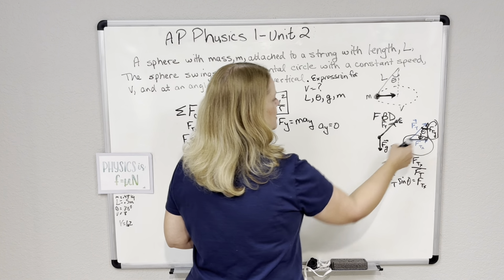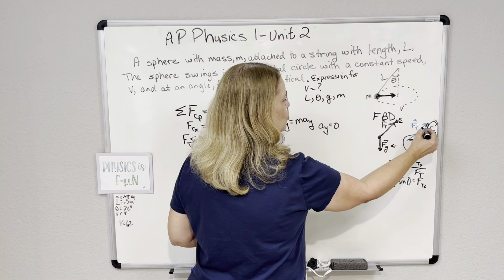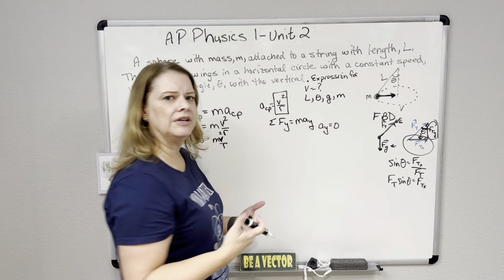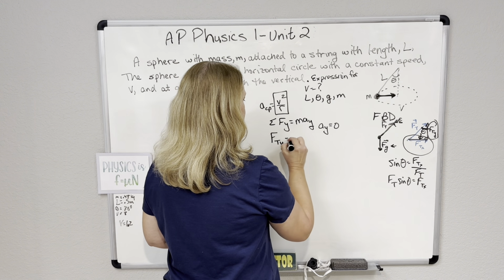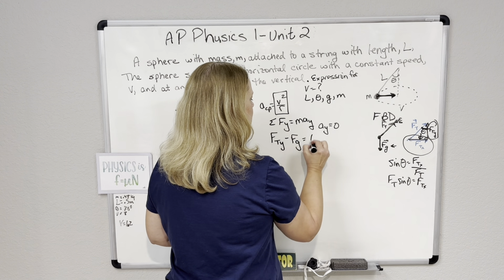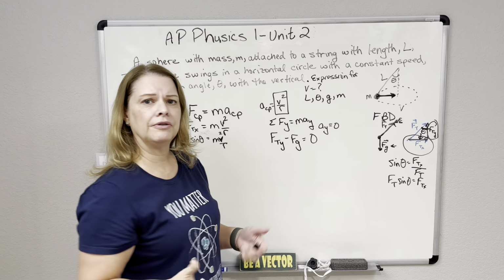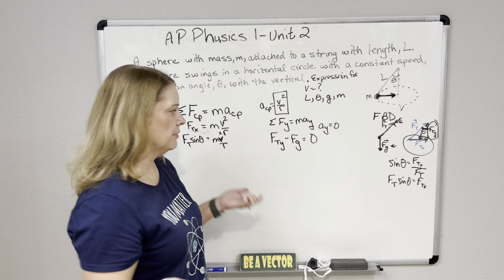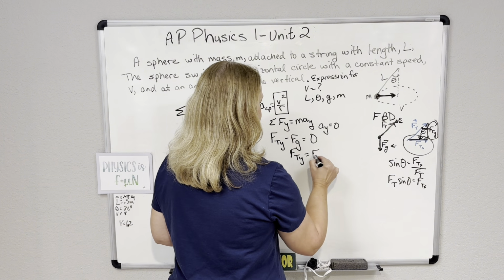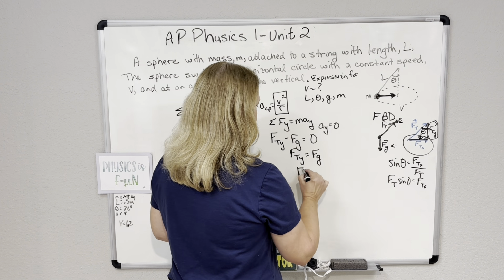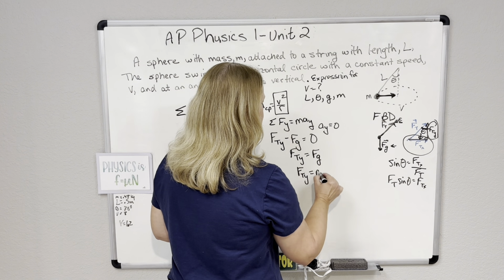Up for force of tension, that's up, because that's a north component. Force due to gravity is south. So we're going to have force due to tension in the y minus force due to gravity equals 0, because acceleration is 0. Any mass times 0 is 0. I'm going to solve for that force of tension in the y, and I get force due to gravity. We know that is actually mg.